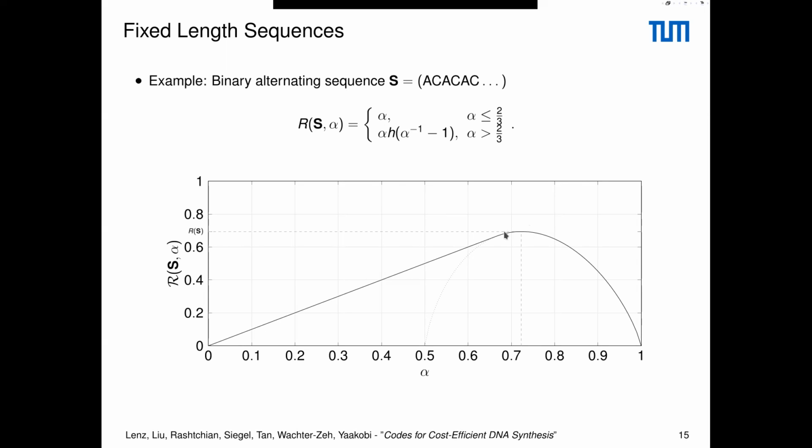We see that its maximum is obtained at roughly 0.72, I believe. Note that this maximum over alpha corresponds to the rate that we can achieve with variable length codes.